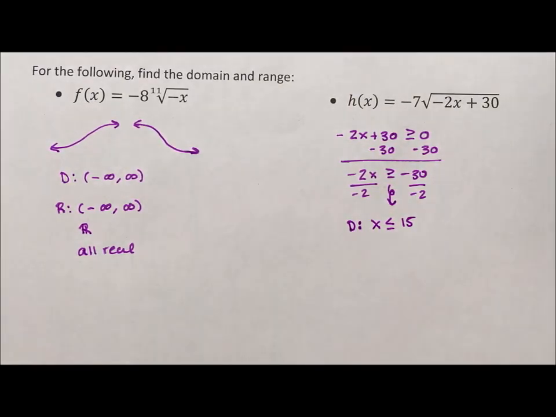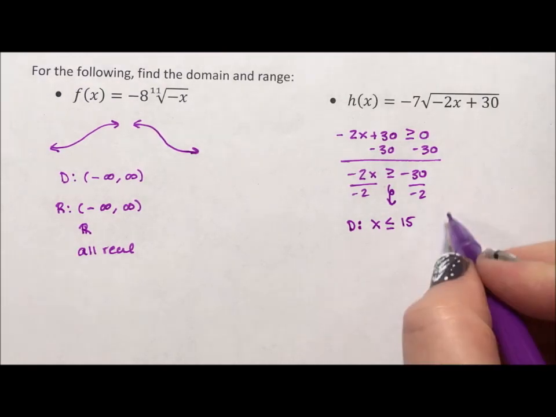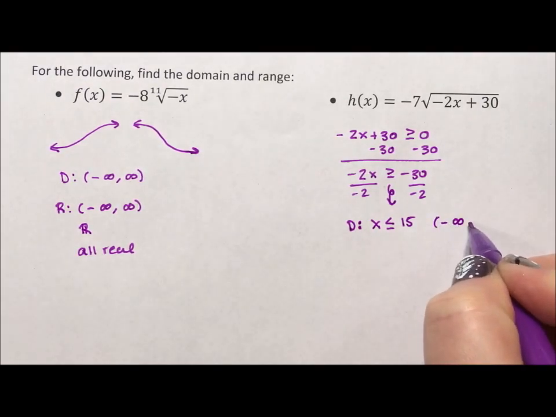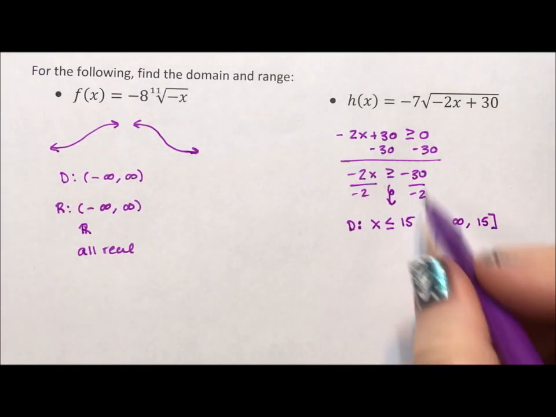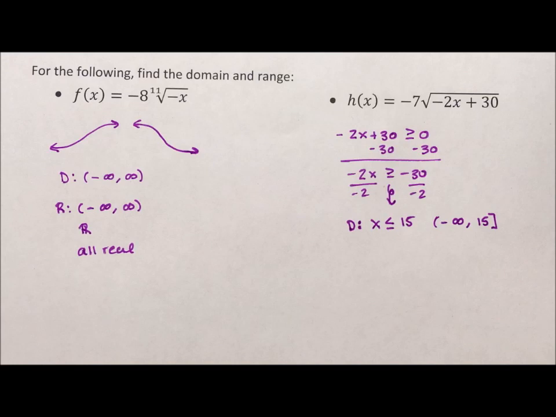Now I'm going to leave it as an inequality. You could do interval notation like negative infinity to 15. You could do a lot of different ways. I just think as long as we're solving it this way, it's really easy to leave it that way.